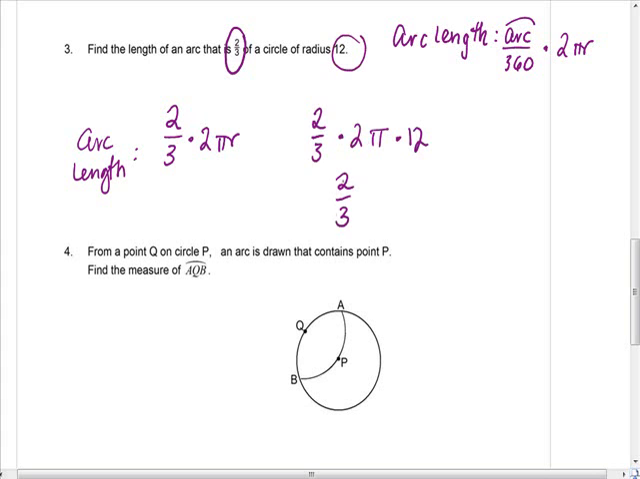So that's really 2/3 times 2 times 12 is 24. Cancel. And we get that the arc length is 16 pi. All right.